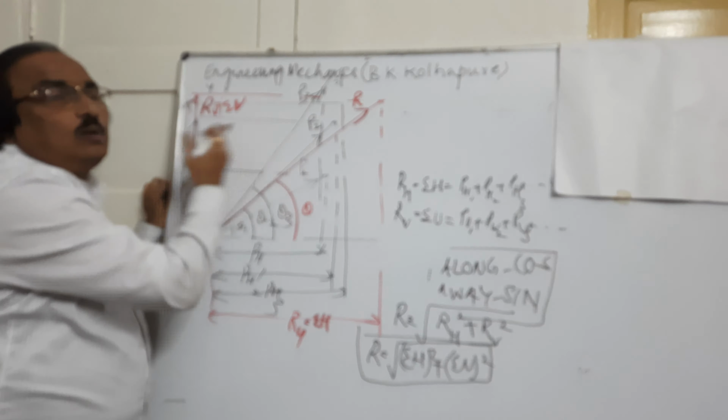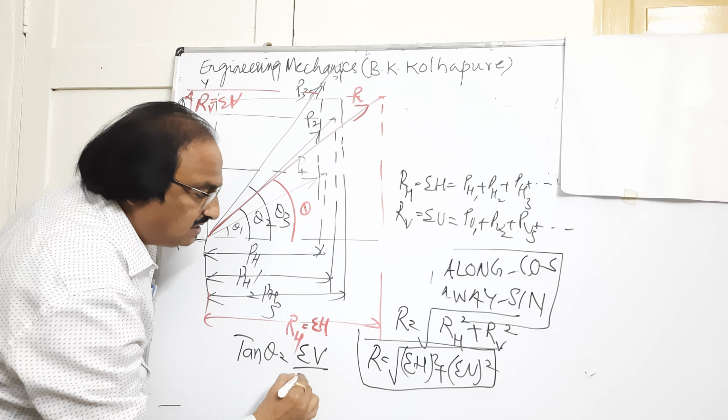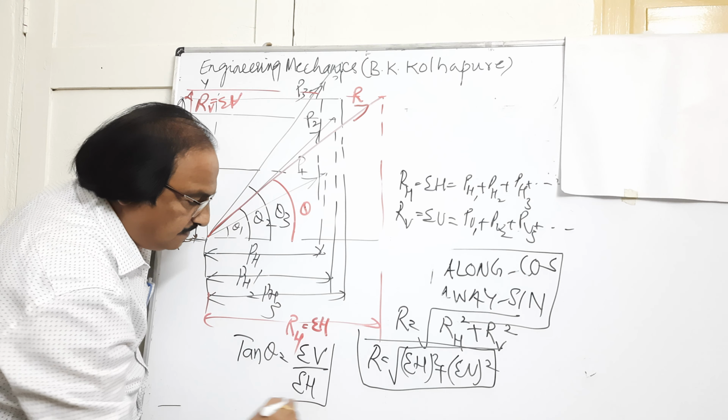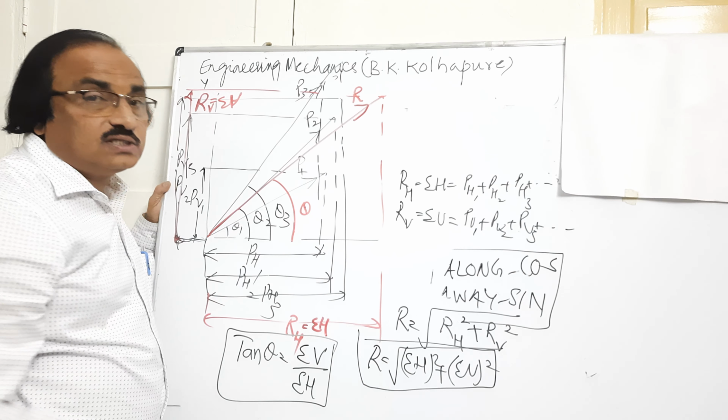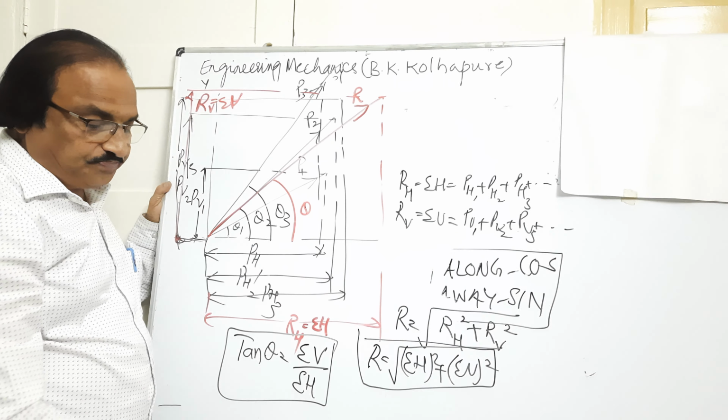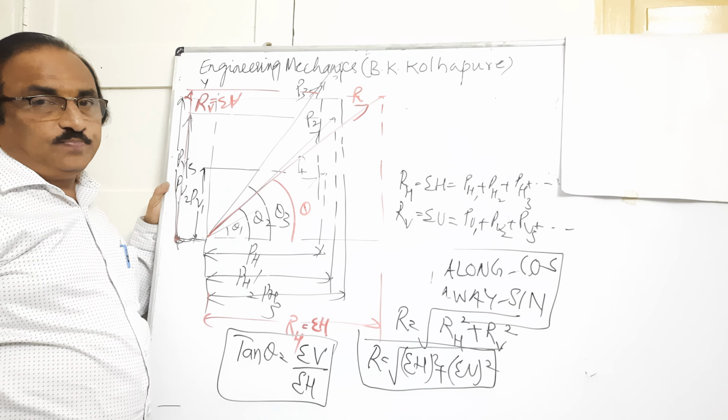What is tan theta? Theta is the angle made by the resultant. So tan theta is equal to, tan is opposite by adjacent. Opposite is how much? Sigma V and adjacent is sigma H. So these two formulas will help us to determine the magnitude of the resultant and the direction of the resultant. Now here using this, you can find out the resultant of the system of forces. We can see it in the next video.